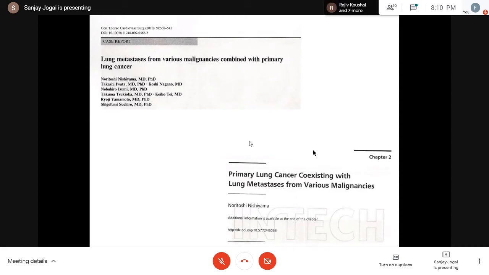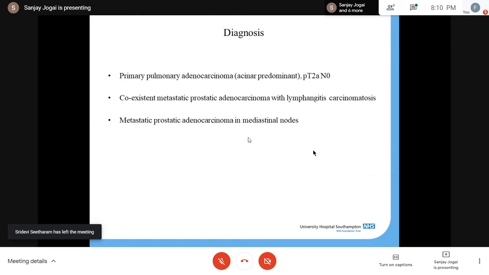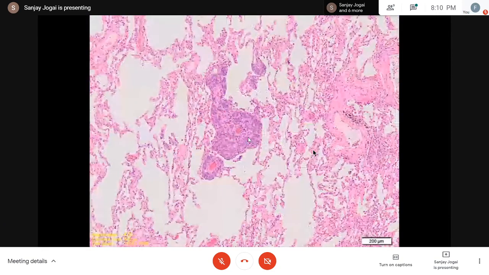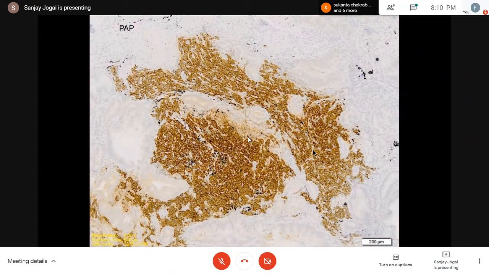Dr. Jogai, if I may ask? Yes, please. What is the issue with napsin A? For example, in this case, once the TTF1 was negative, and particularly when you are out to prove that there was a coexistent lung primary, we would have gone in for napsin A. So you said people out there are not a fan of it. What is the reason?